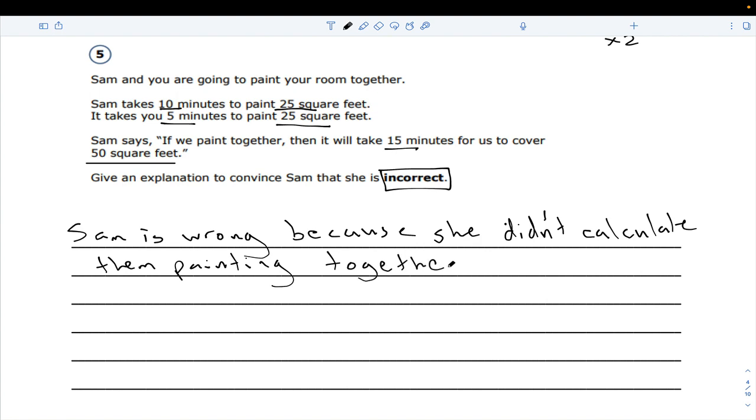Once that is stated, we need to give them some details. I want to try to find out how long it would actually take them, and we're going to prove that this is not going to be 15 minutes for 50 square feet. We could calculate how many actual feet they would paint in 15 minutes. I want you to chat with your partner for 2 minutes. Create a solution for this problem. Go.